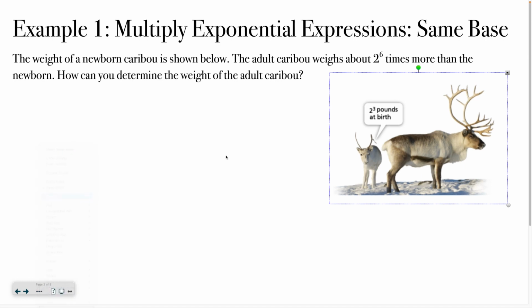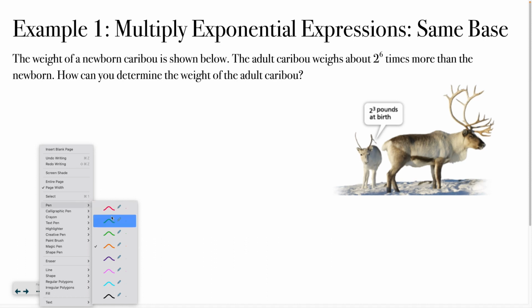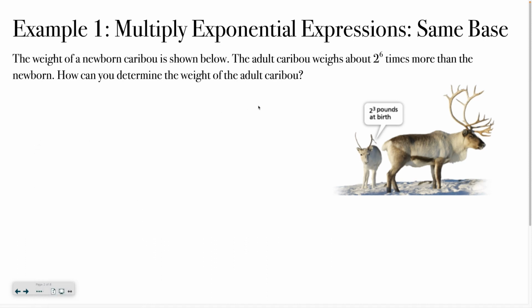We have multiplying exponential expressions that have the same base. So let's do a quick little recap. Actually, I'll read the problem and then do a recap. The weight of a newborn caribou is shown below. The adult caribou weighs about 2 to the 6th times more than the newborn. How can you determine the weight of the adult caribou?